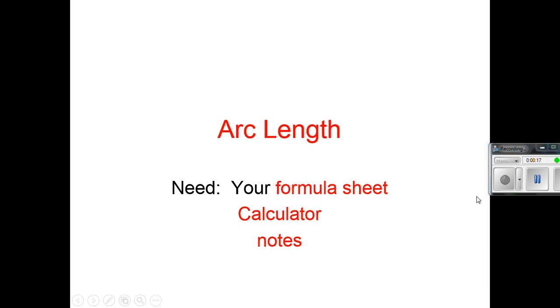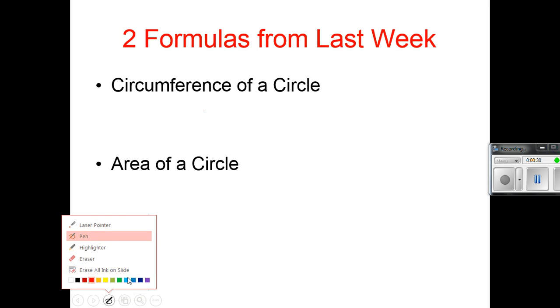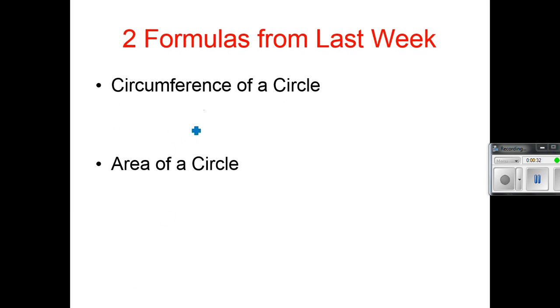First, let's go ahead and review the two formulas that we've previously talked about. Those are the circumference of the circle. Circumference of a circle is the distance around the circle, remember? So it is equal to 2 pi r. Okay, so circumference is equal to 2 pi r. And the area of the circle is pi r squared.